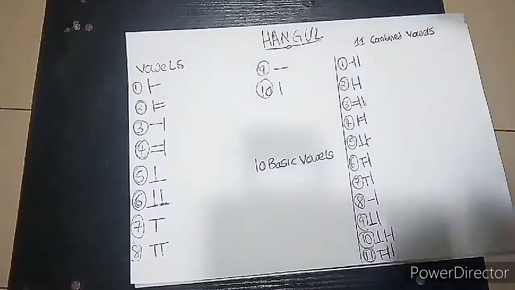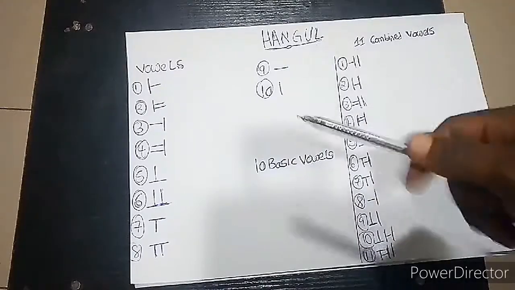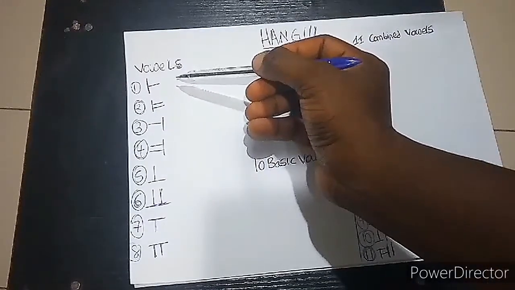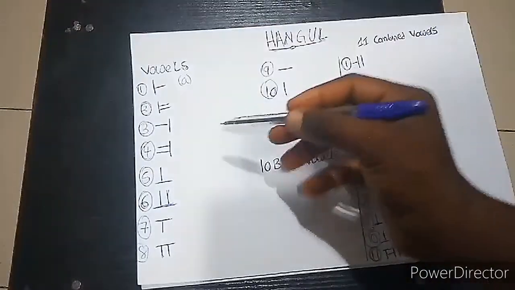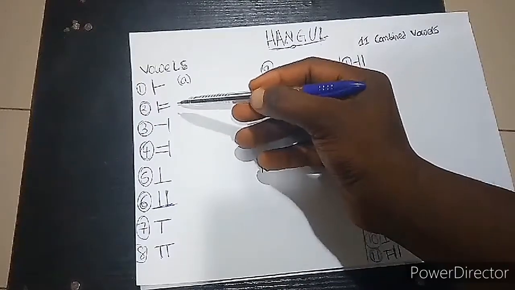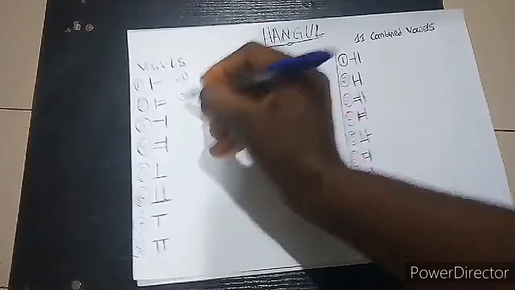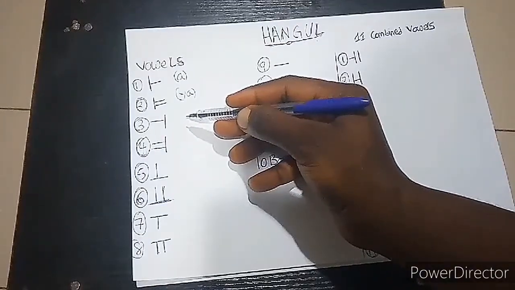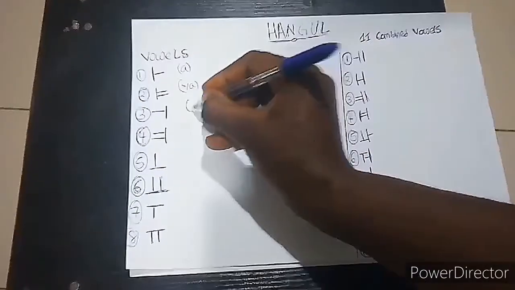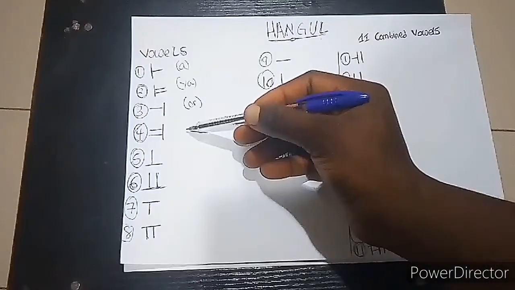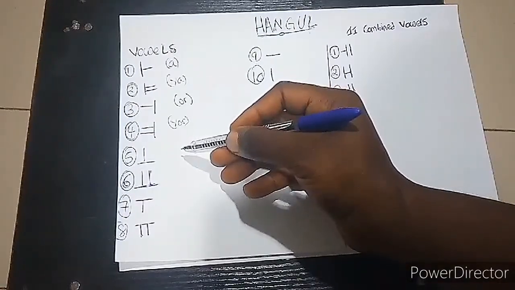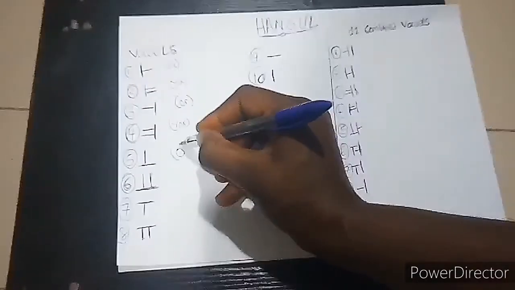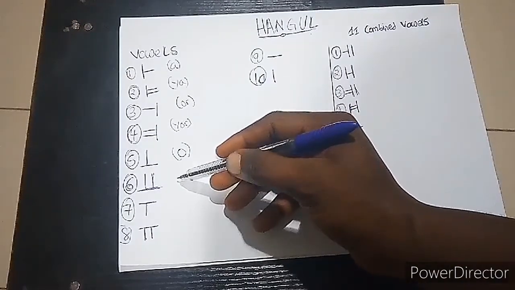I'm going to be writing down the pronunciation or the sounds that come with these vowels. So now, this is the A sound. This is Ya. This is O sound. This is Yo sound. This is another O sound. This is another Yo sound.